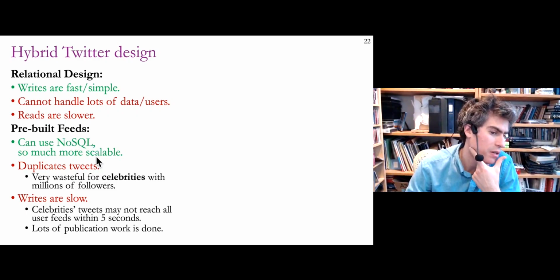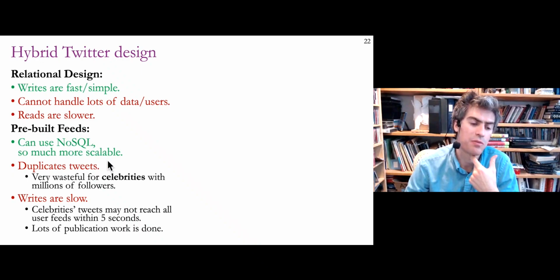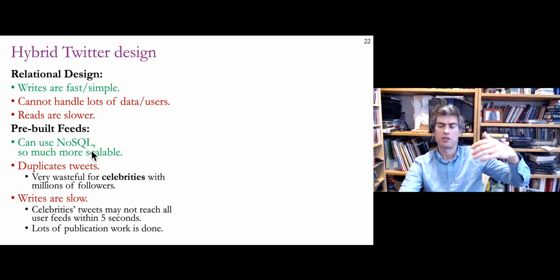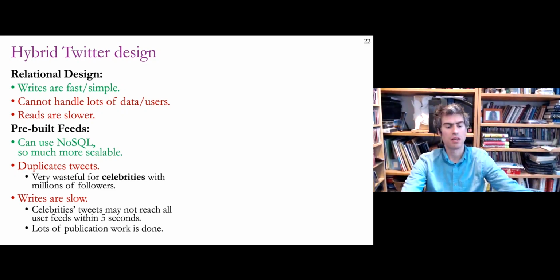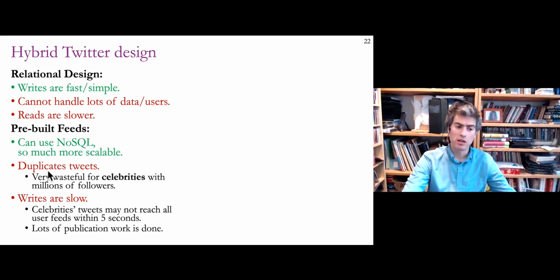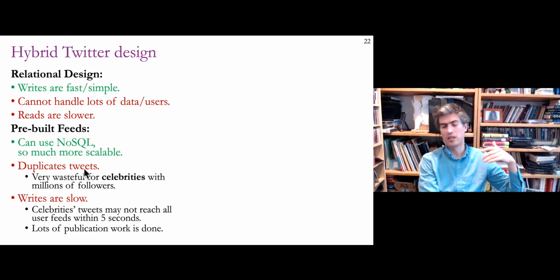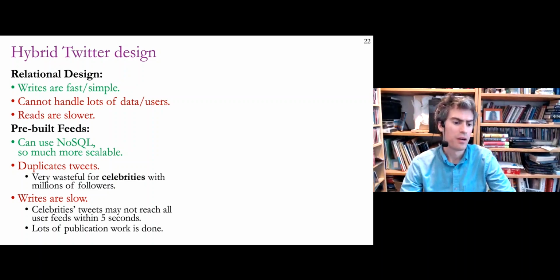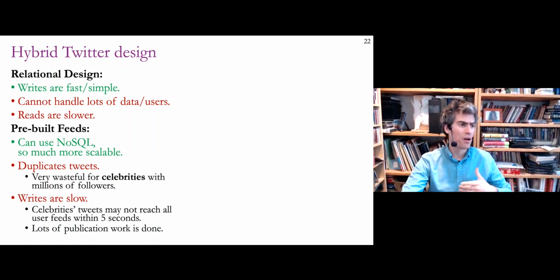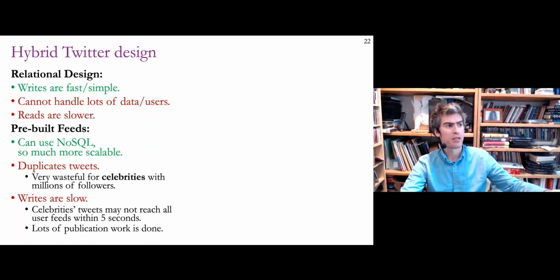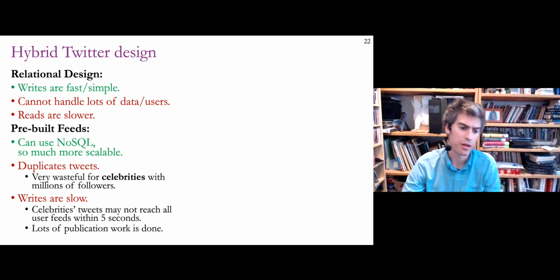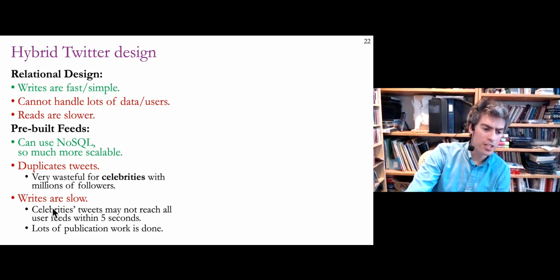Pre-building the feeds allowed us to use NoSQL, which gave us more scalability. We could use NoSQL because we could put all of a user's information for reads in one place. Now, there was duplication there, and that duplication actually is what allowed us to partition. That went hand in hand. All of the tweets that I see are in one place, but that includes tweets that are duplicated elsewhere for other users. Okay. Writes are slow.